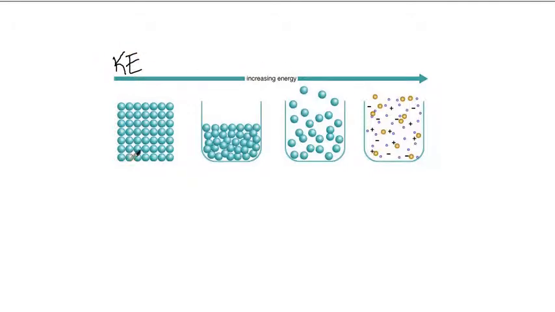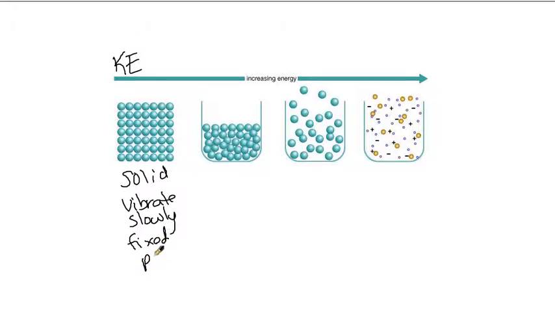So the lowest amount of kinetic energy we would have means that we have a solid. And we know it's a solid because we can tell that the particles are very closely arranged. There's not a lot of space in between them, and they're vibrating at fixed positions. Now we're unable to see that from the picture, but it's one of the properties about solids that they vibrate slowly and at a fixed position.